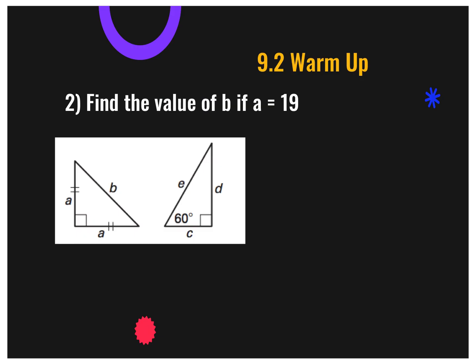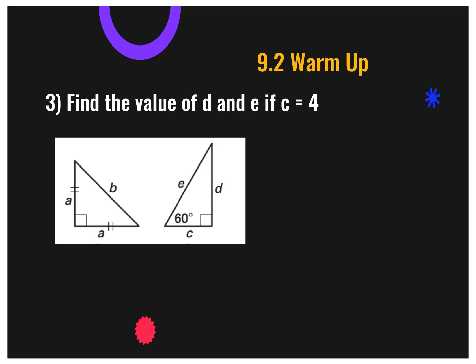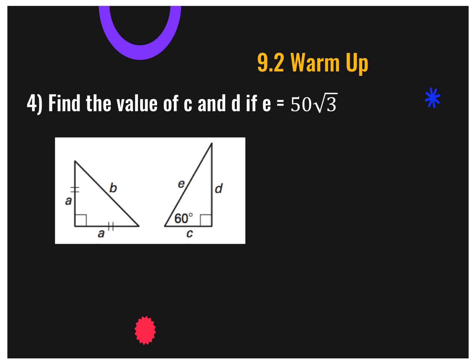So here is another example. Again, here they want you to find B if it's a 45-45-90 in this one, or a 30-60-90 in this one. So here you're only finding the value of B. Here you're finding the value of D and E, so you would be using the 30-60-90. Here, again, finding C and D, and again, it's the 30-60-90.